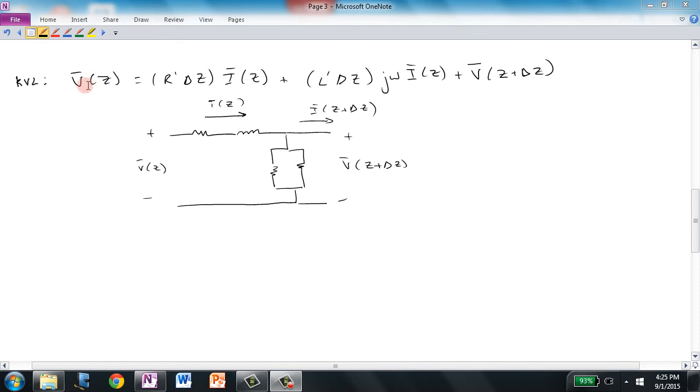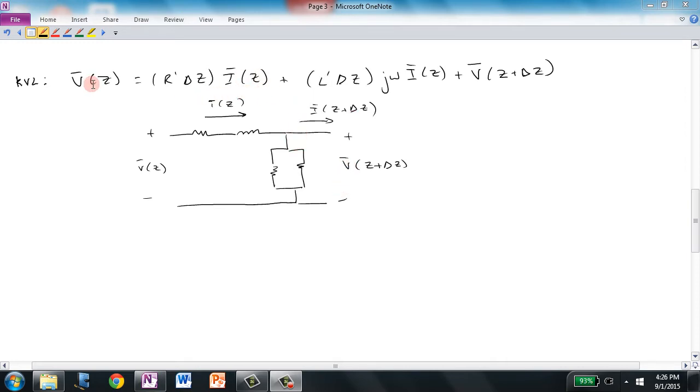Now I've just rewritten Kirchhoff's voltage law in the phasor format here. So we've got the phasor voltage at the input end of the transmission line is equal to the voltage drop across the distributed resistance plus the voltage drop across the distributed inductance, which is L prime delta Z j omega. And then finally, we've got the voltage at the output end of the transmission line.